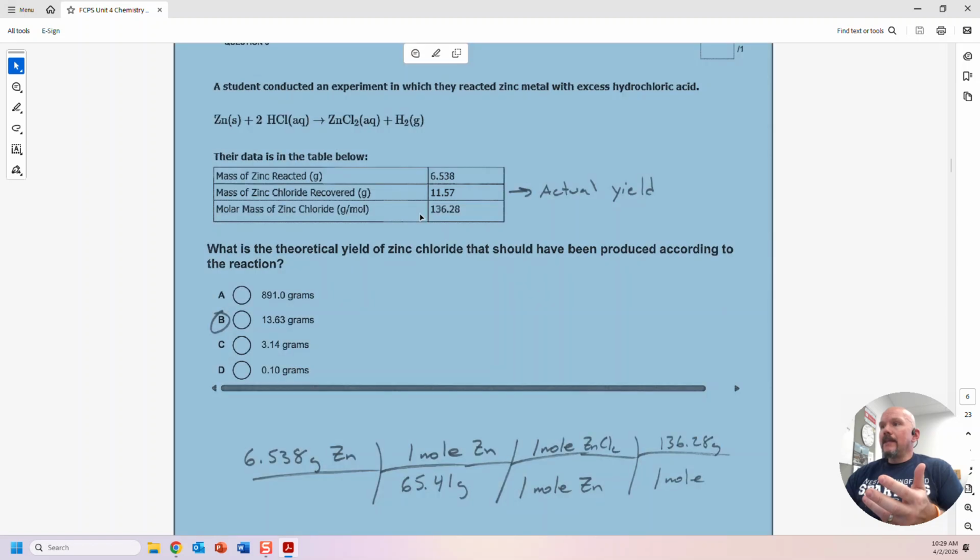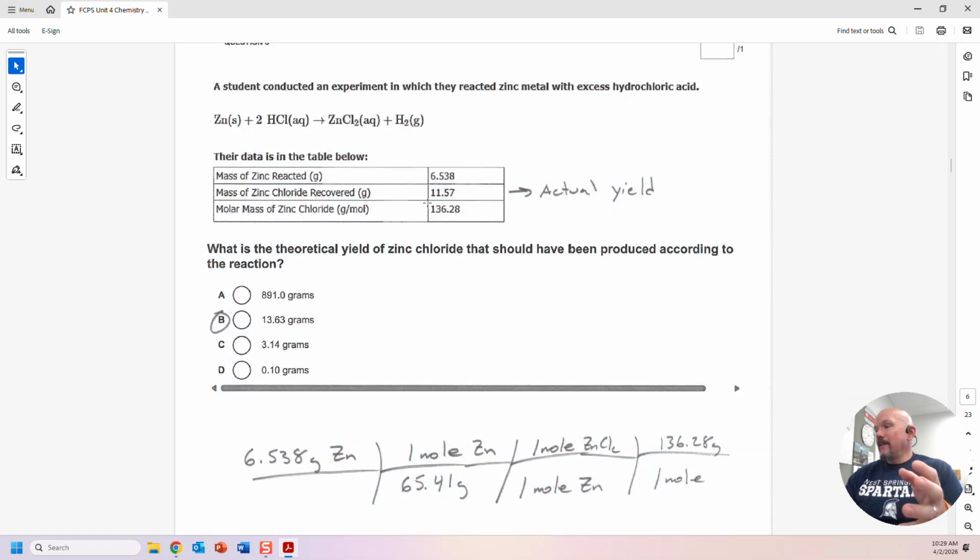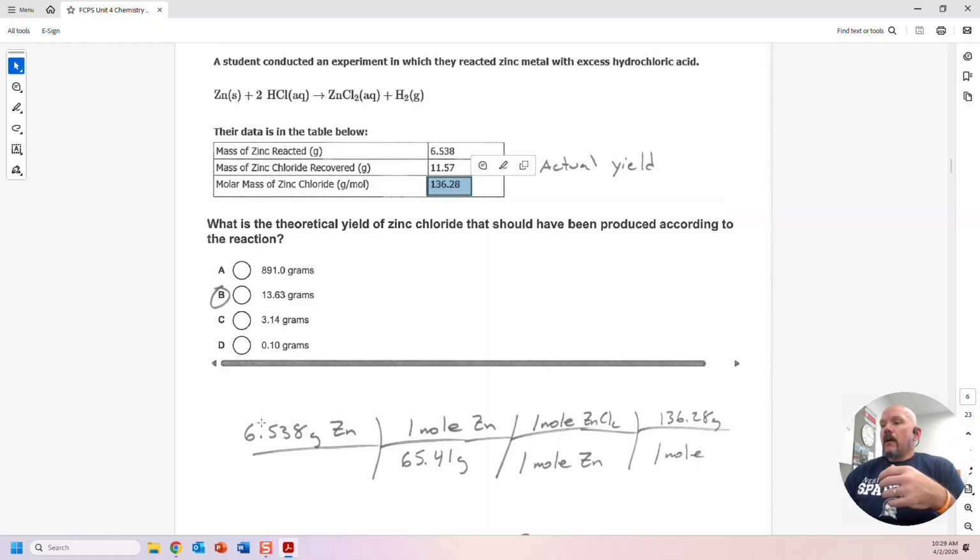And we're going to need the molar mass of zinc, which they didn't give to us, but we could check on our periodic table. But they did give us the molar mass of zinc chloride, so we got that. Okay. So we're going to take our grams of zinc and convert it to moles of zinc divided by the molar mass. Now, the SOL periodic table might have a different molar mass of zinc. Our periodic tables have the molar mass of zinc as 65.41. So that's why I'm using that.